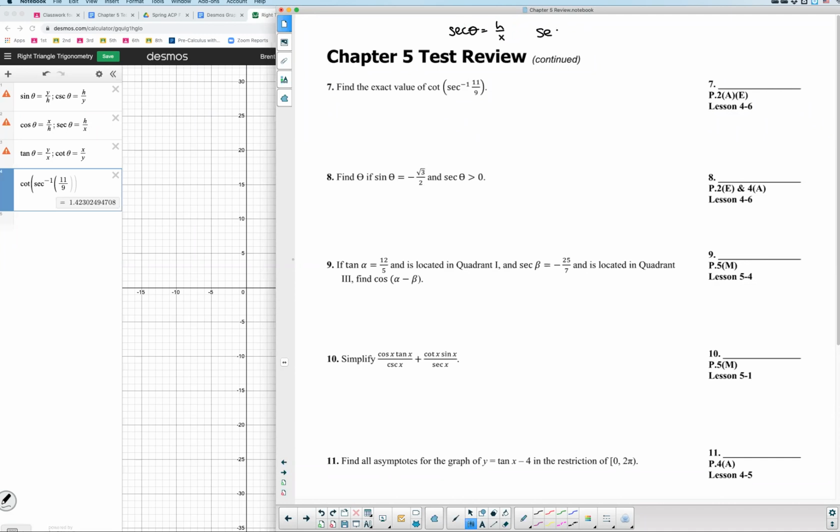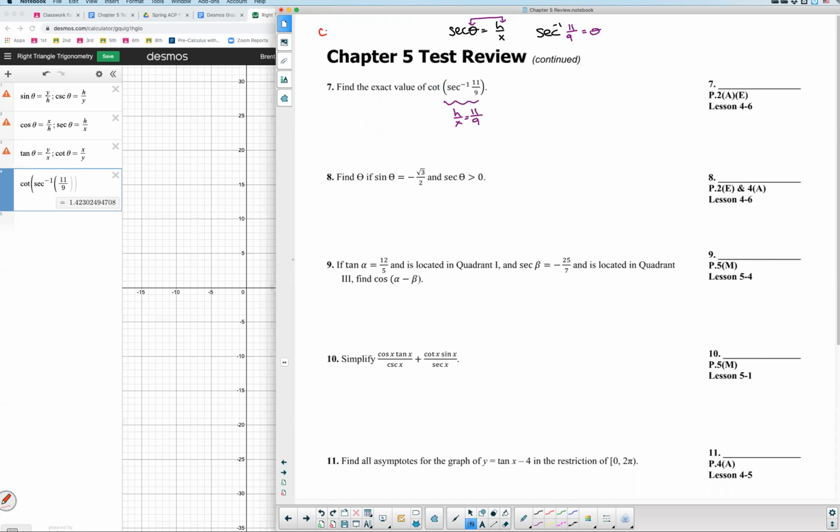And so a secant inverse, what that does, if you remember, inverse will exchange the domain and the range. And when I say exchange, I mean substitute. We'll substitute the domain and the range like that. And so they're telling us that the h over x is 11 over 9. That's what they're telling us. So let me write that down. That h over x equals 11 over 9. Now this portion is saying cotangent.